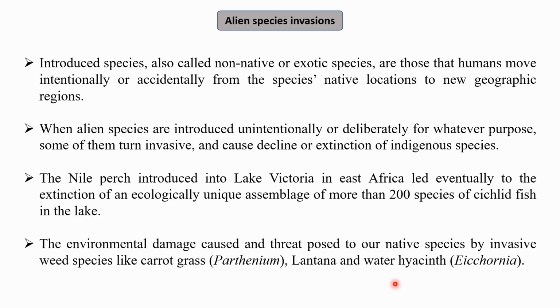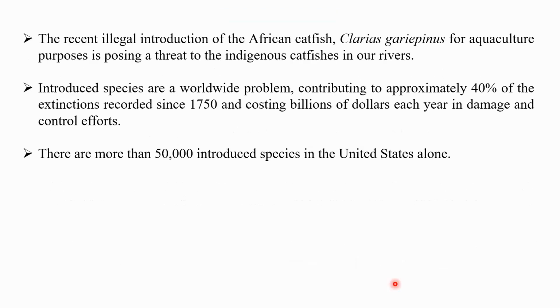So therefore, it is really important, and now various checks have been imposed where we are not allowed to carry seeds, even seeds, from one country to another country without the check system. So this is also a step to prevent the introduction of alien species that will harm the native species of the country. The recent illegal introduction of the African catfish, that is Clarias, for aquaculture purpose is posing a threat to the indigenous catfishes in our rivers.